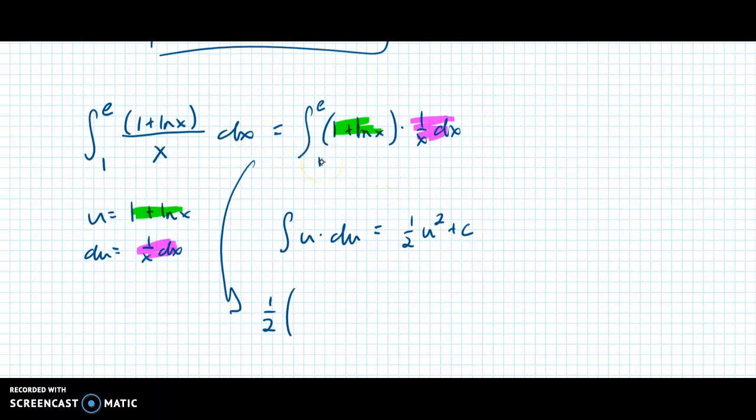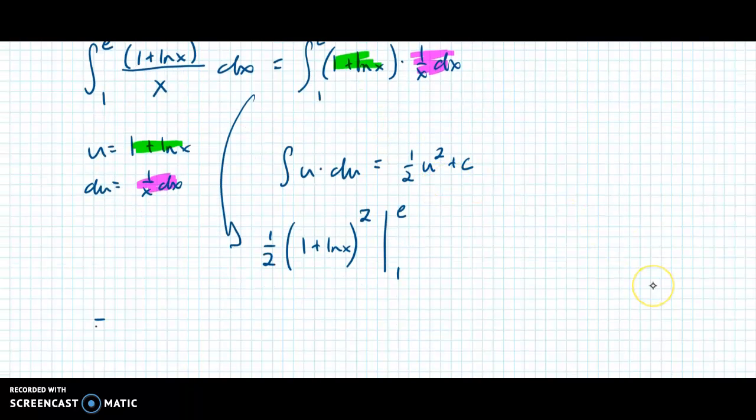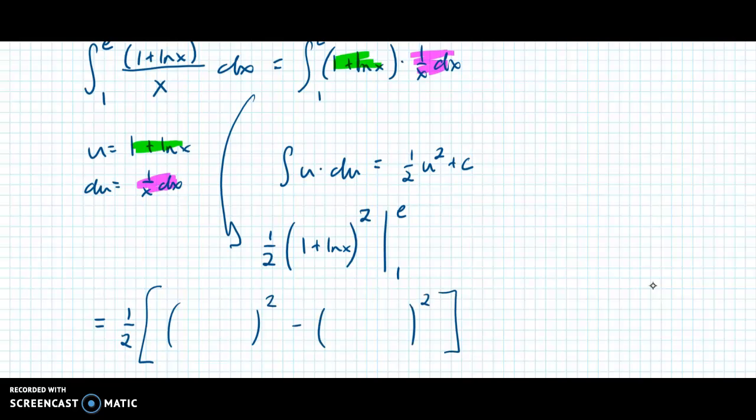What was u? It was 1 plus ln x, close, squared, evaluated from 1 to e. All right, and now I'm going to write equals 1/2, and then open a bracket: something squared minus something squared, close bracket.